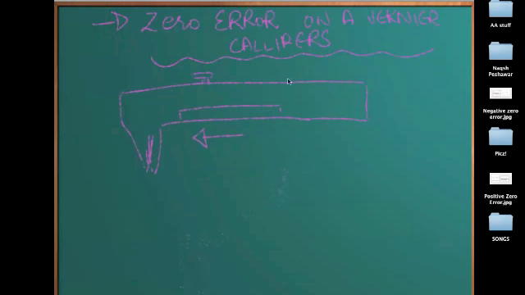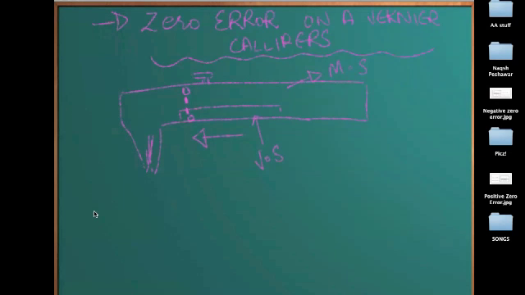should show me, if this is the main scale and this is the vernier scale, the vernier scale's 0 should coincide with the 0 on the main scale. If this is a 0 on the main scale, this 0 should coincide with it, if there is nothing in between. That is the rule. But sometimes, because they are used very roughly in our laboratories, that does not happen.